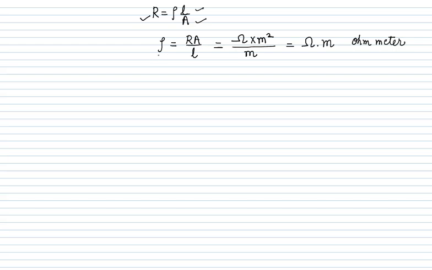So this value of resistivity depends on the type of material, because copper or gold or silver may have different specific resistance or different resistivity. So resistivity is in general constant for a type of material that is offered to the flow of current.